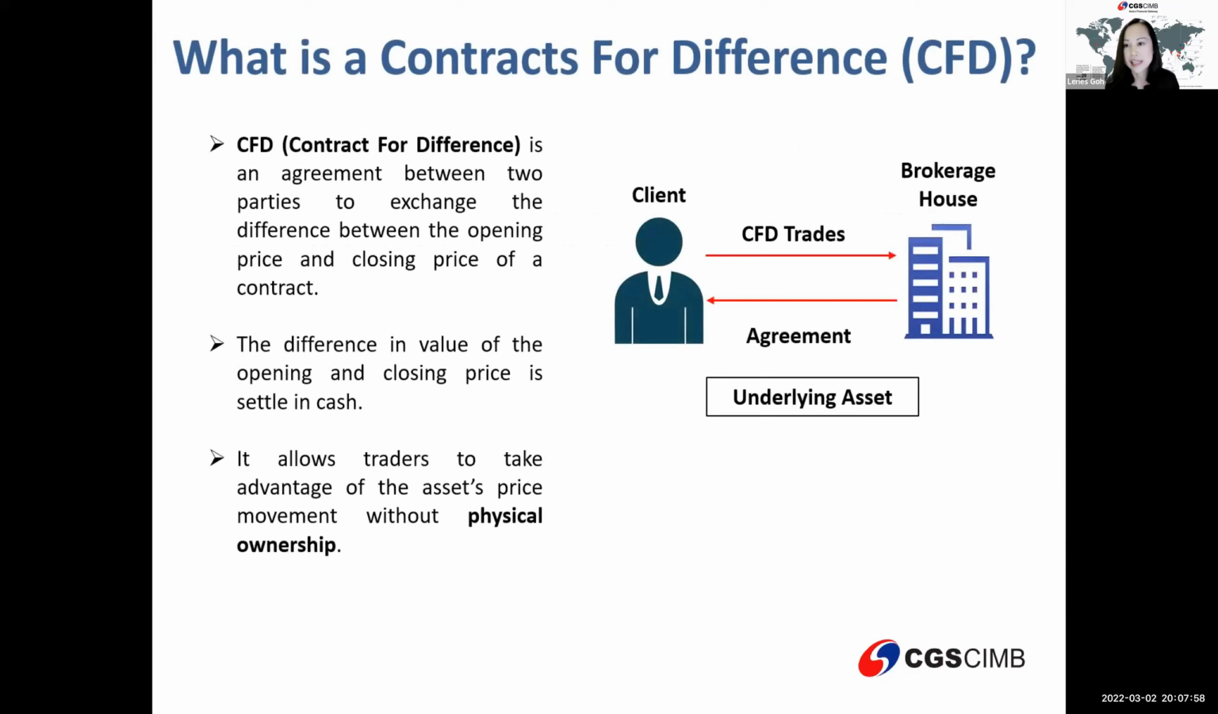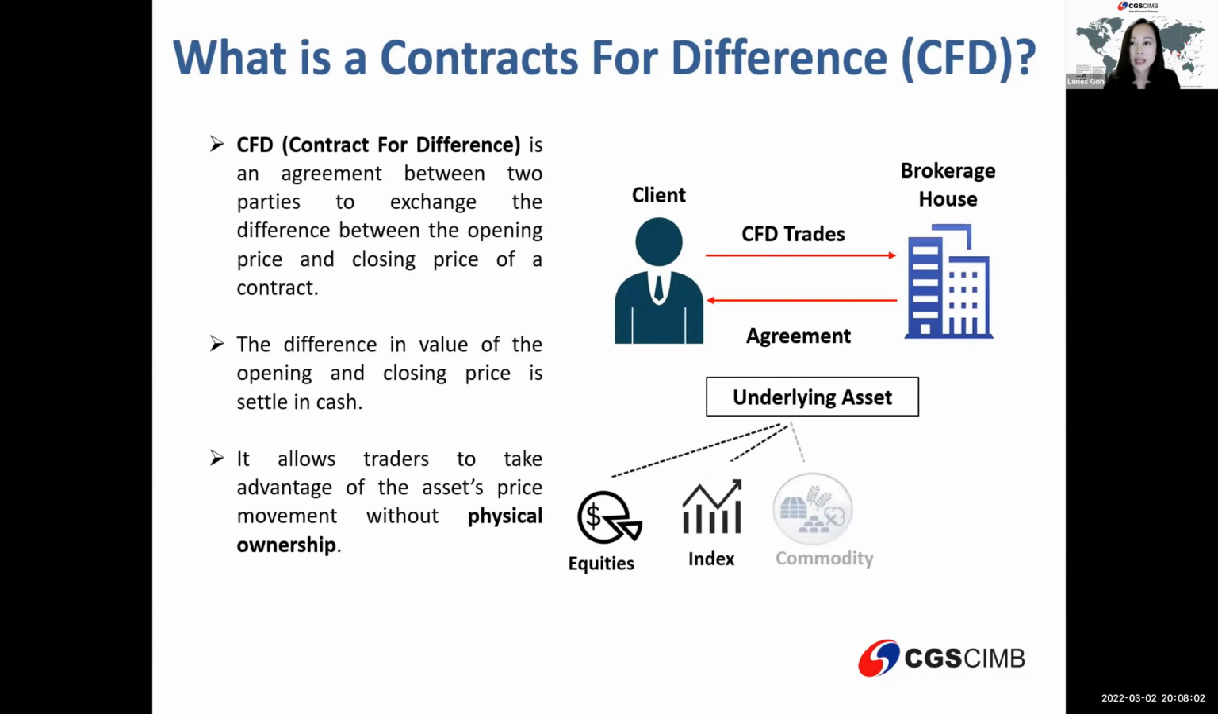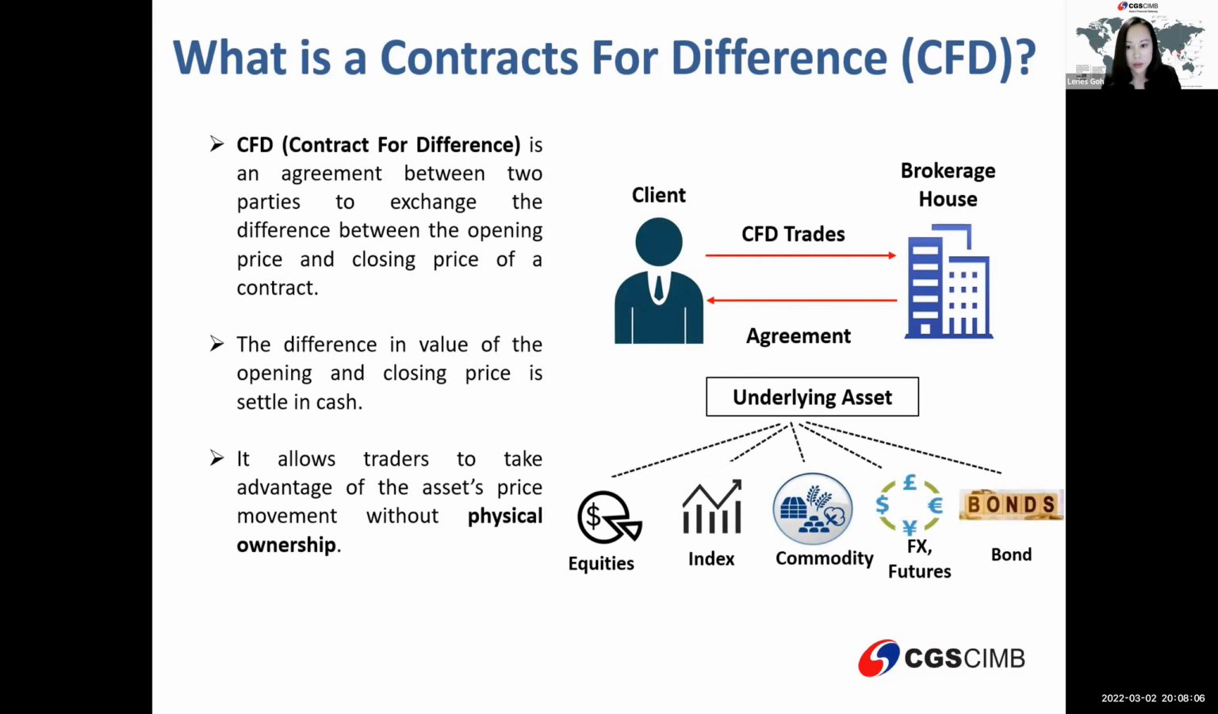So what is CFD, which is contract for difference, right? It is essentially an agreement traded between yourself, a client, and the broking house. What you gain from it is the differential between the opening price and the closing price of the contract. It's a very simple and basic understanding of CFD itself.